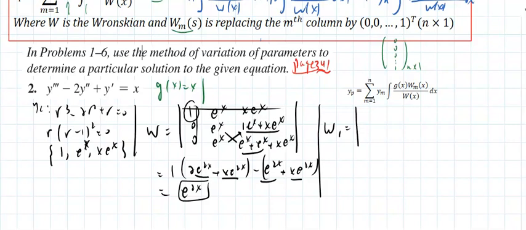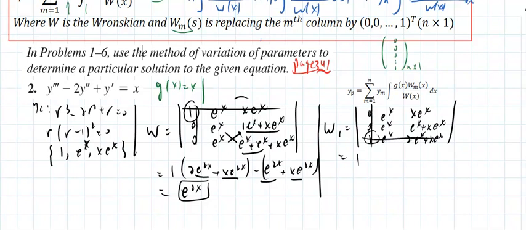W sub 1, the Wronskian associated with 1, will be 0, 0, 1, and copy the last two, e to the x, e to the x, x e to the x, e to the x plus x e to the x, and 2e to the x plus x e to the x. And that's going to be 1 cross its row and column. That's going to be e to the 2x plus x e to the 2x minus x e to the 2x. So those cancel out. W sub 1 is e to the 2x.